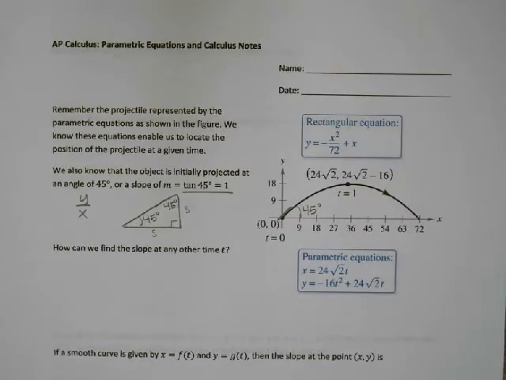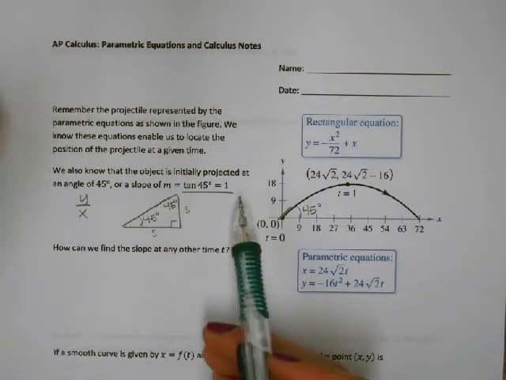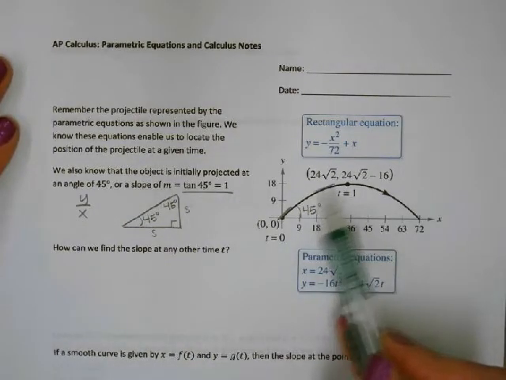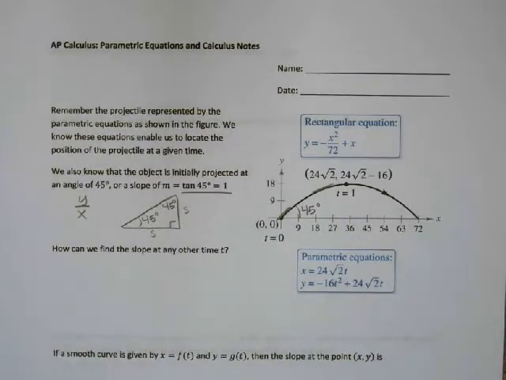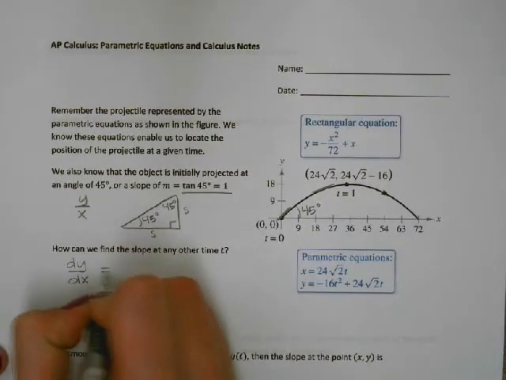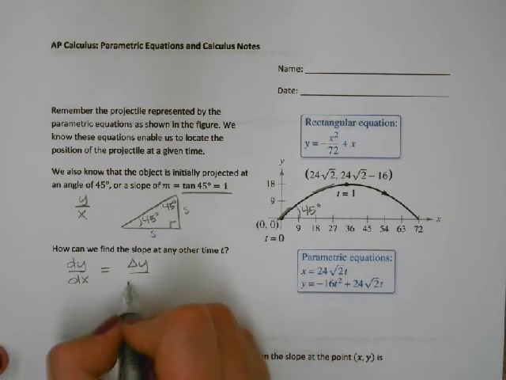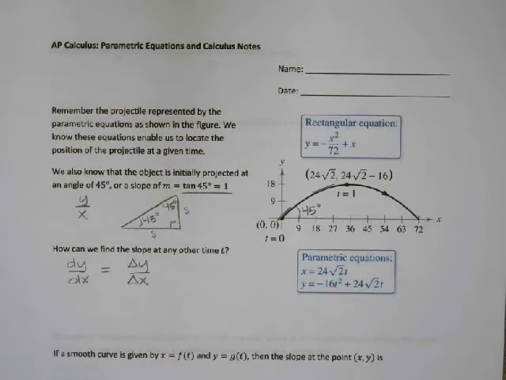So we want to say, how could we find the slope at another time? Because if we know what the initial projection is, then we could always just do tan of that angle and solve for it, and then we'd know our slope. But that doesn't help us over here when the angle has changed and we no longer know what the angle is. So this is when we're going to start to use derivatives, because derivatives represent our instantaneous rate of change. So if I want to find dy/dx, dy represents the change in y, dx represents the change in x, and these are instantaneous changes.